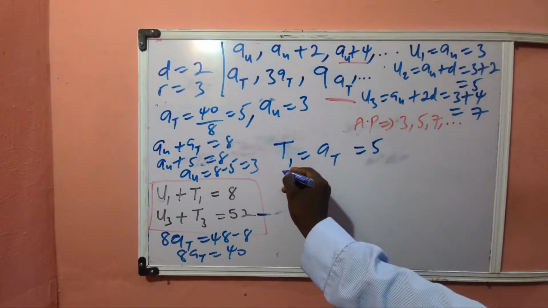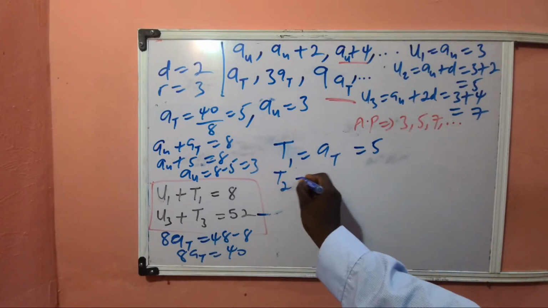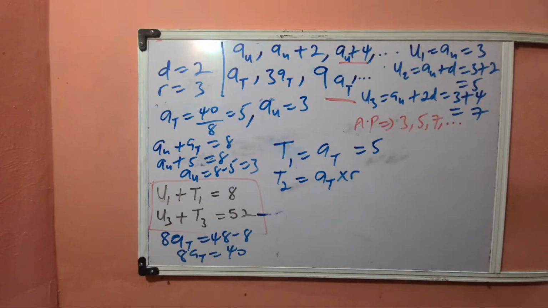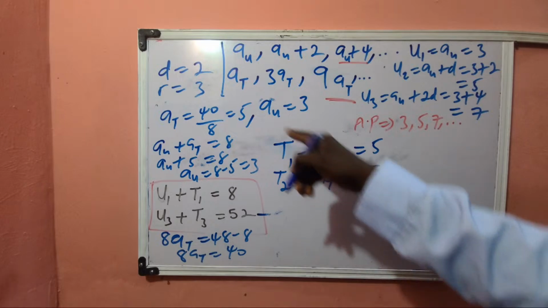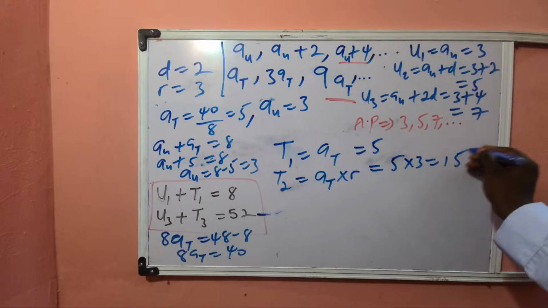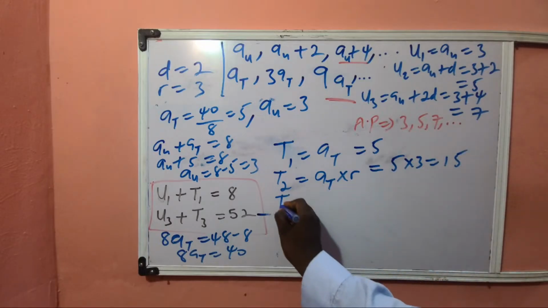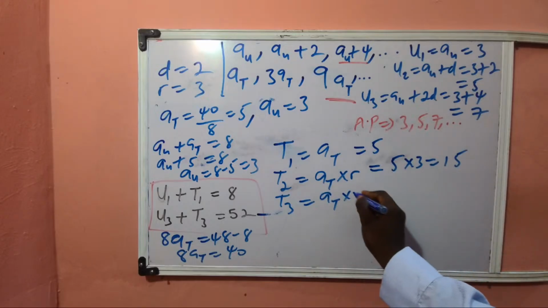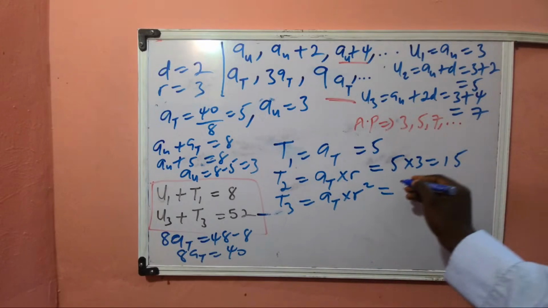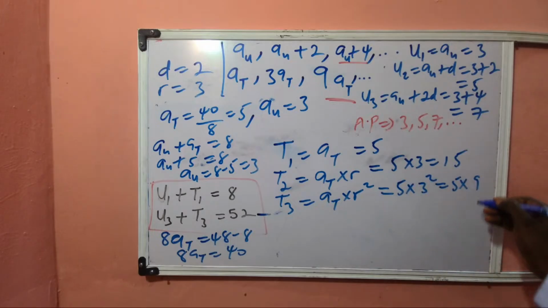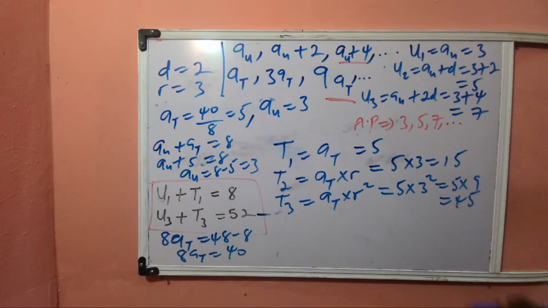Now, my T2 will be AT times R. Don't forget, that's how you solve for GP. I know my GP common ratio to be 3, my first term to be 5. That will be 5 times 3. That will be 15. So to get my T3, that's the third term for my GP, will be AT times R squared. That will be 5 times 3 squared. That will be 5 times 9. That will be 45. So this will suffice for us getting our sequence.